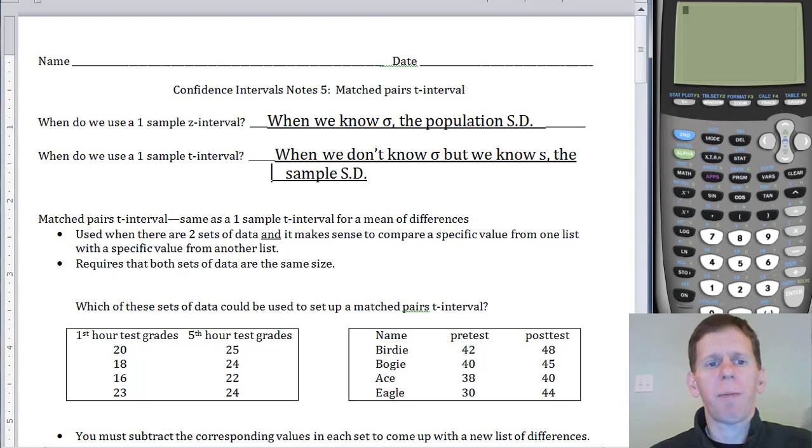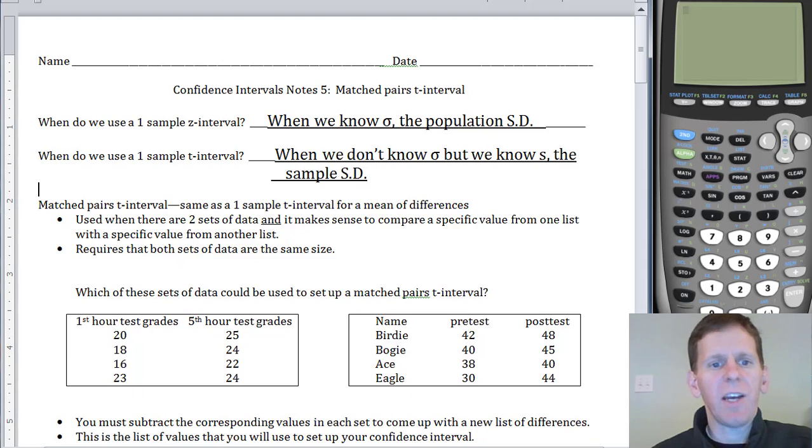We're going to introduce a new type of interval today called a matched pairs t interval, which is fortunately the same thing as a one sample t interval for a mean of differences. So this is almost exactly the same setup as a one sample t interval. So when do we use this type of interval?